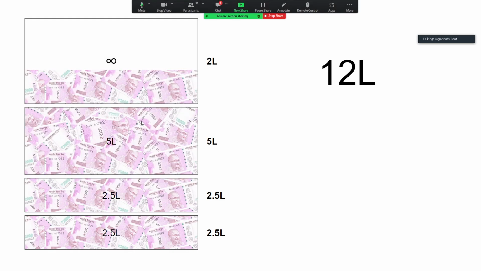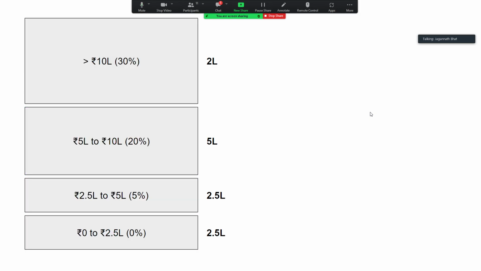Let's take another example. Let's say your income is 12 lakhs. In this case, we will have to fill all four suitcases. The first one 2.5 lakhs, the second one 2.5 lakhs, the third one 5 lakhs, and the last one will contain 2 lakhs. Together they make the 12 lakhs. This is how your income is divided into slabs.